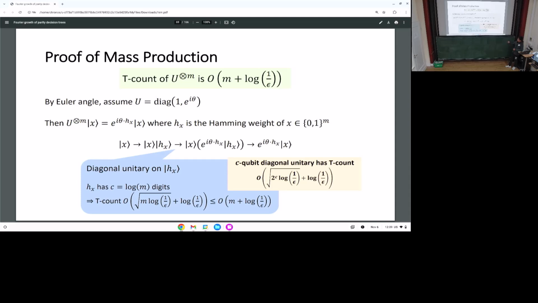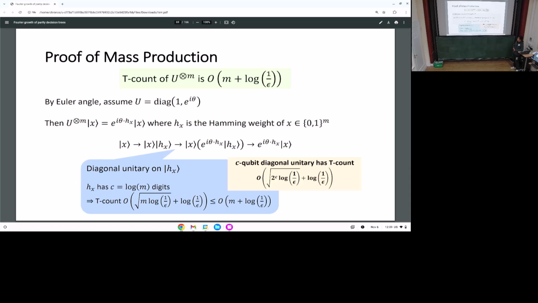So if you plug c equals log m here, it will be square root of m log 1/epsilon plus an additive log 1/epsilon. And then by AM-GM, square root of ab is at most a plus b, so we have m plus log 1/epsilon. That's it. Very simple proof. So these two come from the optimal T count for diagonal unitaries.